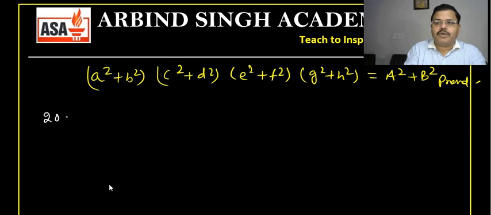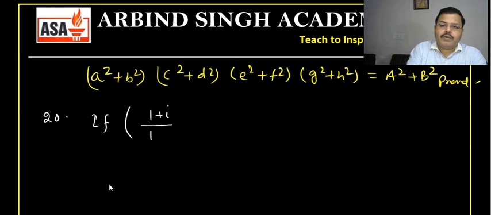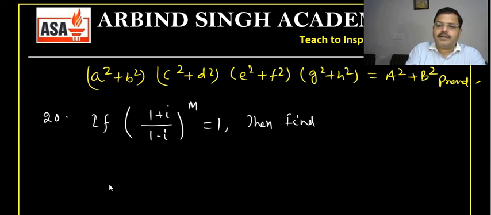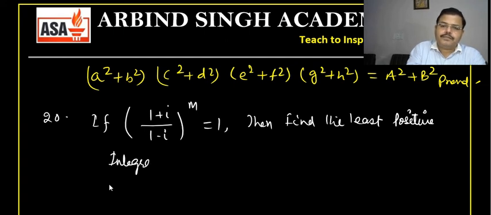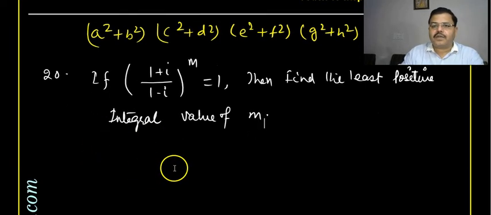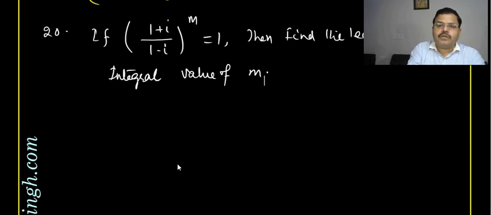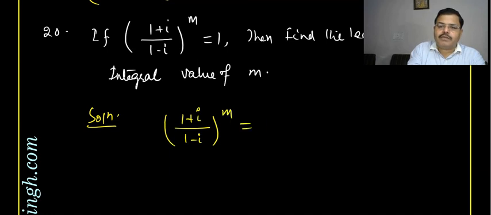Okay. Now let us solve one more question, and that question is, if 1 plus iota upon 1 minus iota whole to the power m is equal to 1, then find the least positive integral value of m. So what is that? Least positive integral value. So solution will be 1 plus iota upon 1 minus iota whole to the power m is equal to 1.